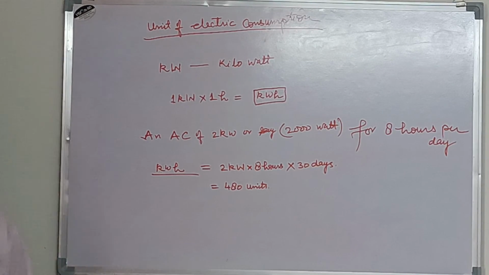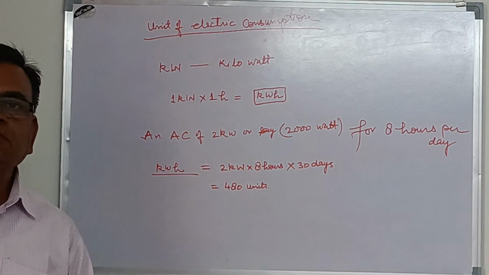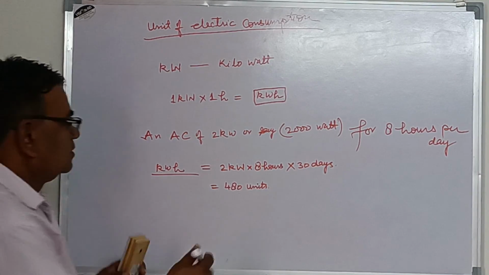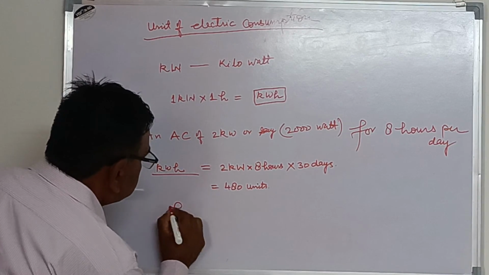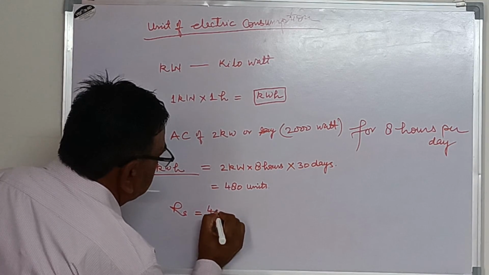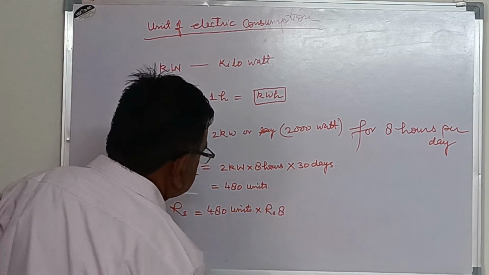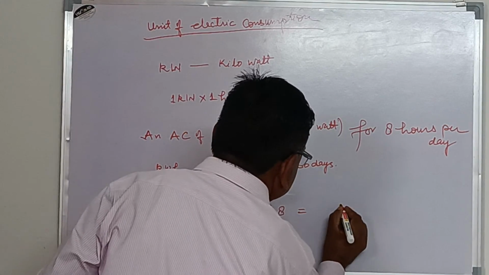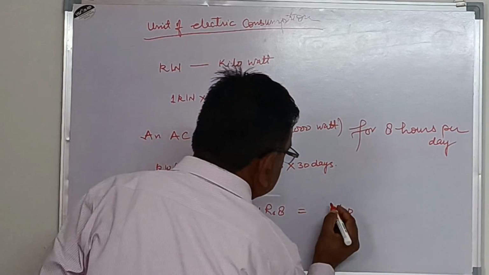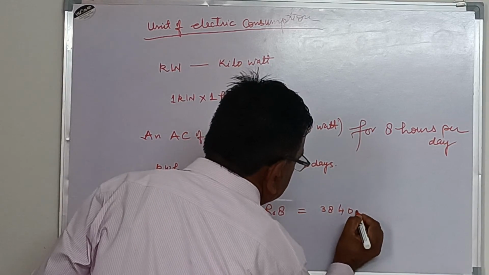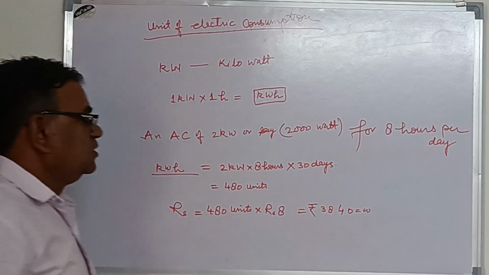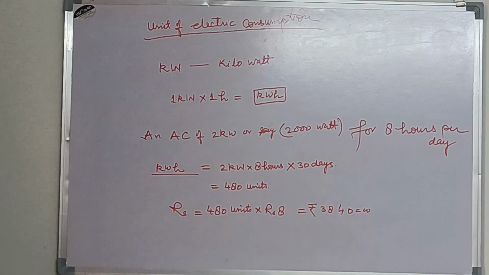And generally, you are charged at the rate of approximately 8 rupees per unit by the supplier. So you have to pay in 1 month 480 units multiplied by rupees 8. This will come approximately rupees 3,840. You will pay for 1 month.